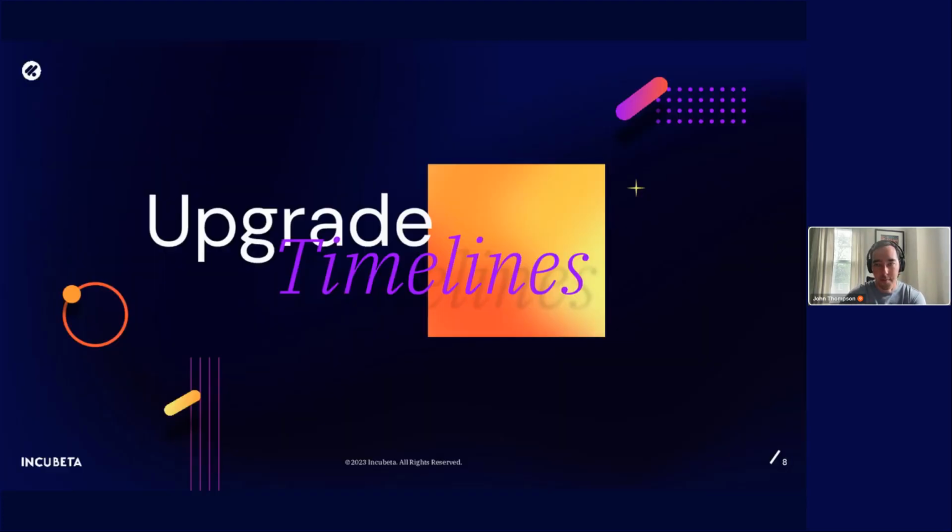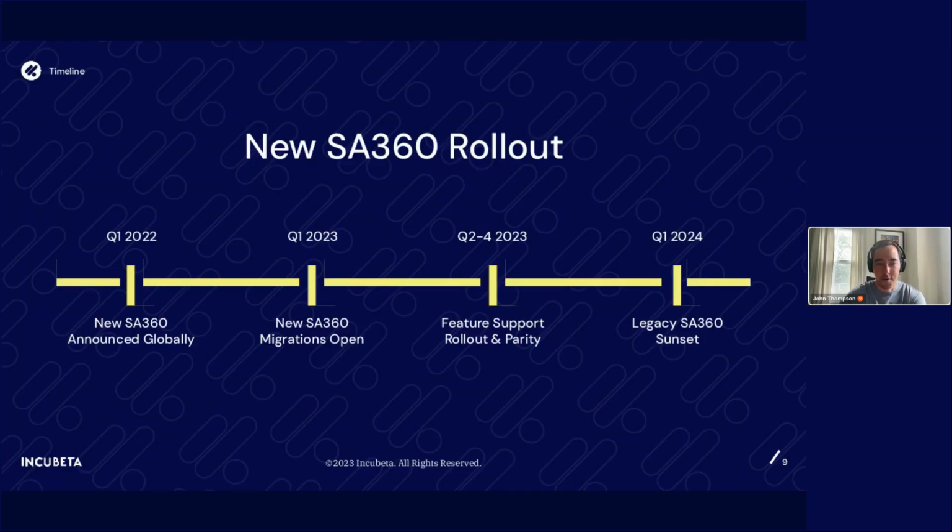Next, we'll look at a bit of a timeline. So SA360 has gone through a few phases with the rollout, and you'll know this if you're working through some of the migrations alongside Google. But really in Q1 of 2022, the new SA360 was announced globally. About a year later, we started focusing on migrations from existing clients from the old interface to the new interface. This primarily looked at bid migrations from moving active bid strategy management from the old UI over to the new UI.